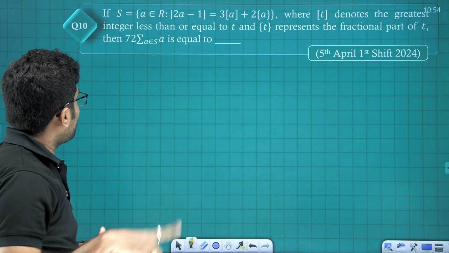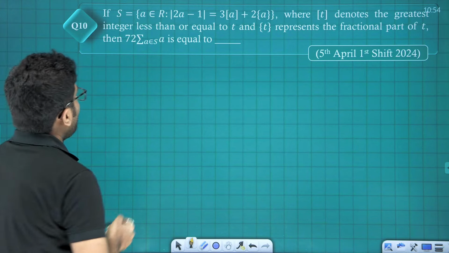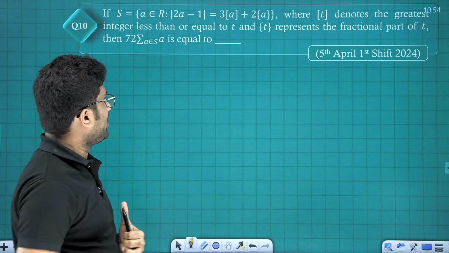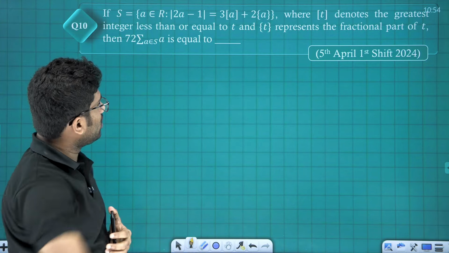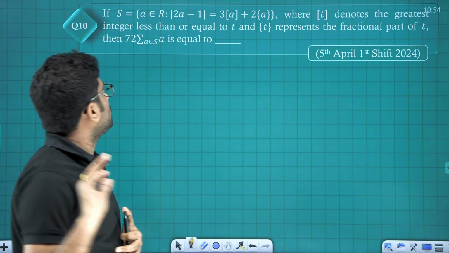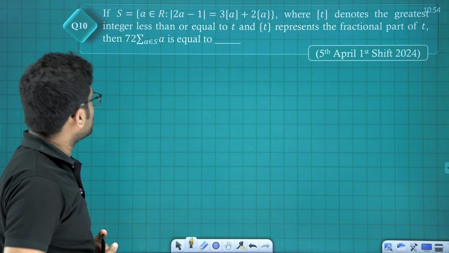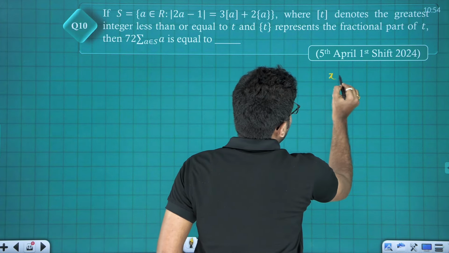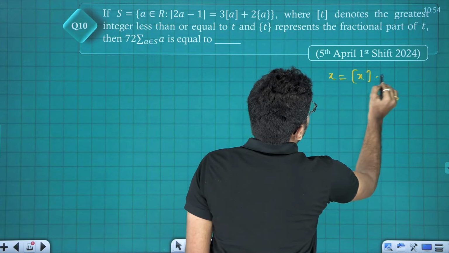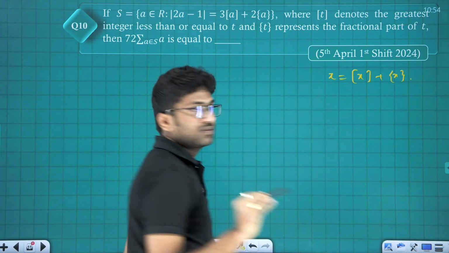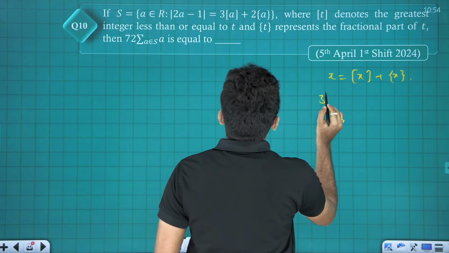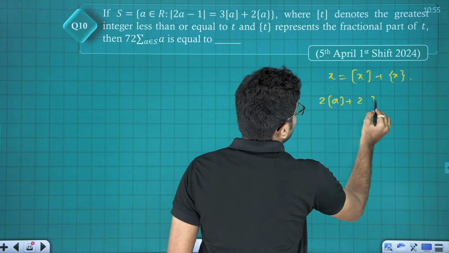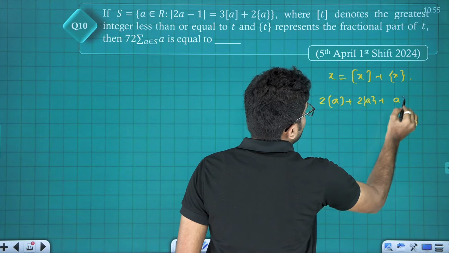If S is equal to the set of all real numbers such that mod of 2a minus 1 is equal to 3 times the step of a plus 2 times the fractional part of a, where the brackets denote the greatest integer or fractional part, then 72 times the sum of a over a belonging to S is asked. Okay, let's see. First, we all know every real number x is equal to step of x plus fractional part of x, correct? Now we can write this 3 times step of a as 2 times step of a plus 2 times fractional part of a plus box of a.